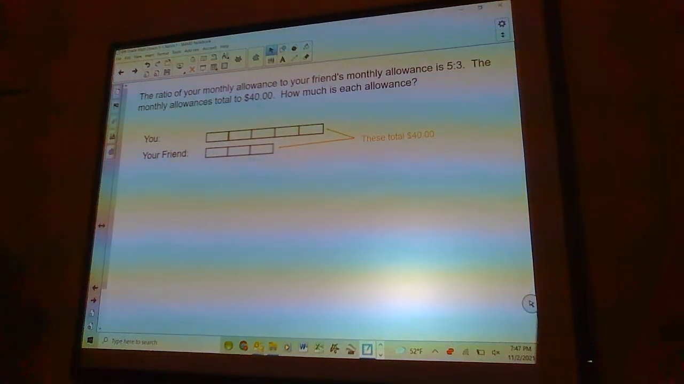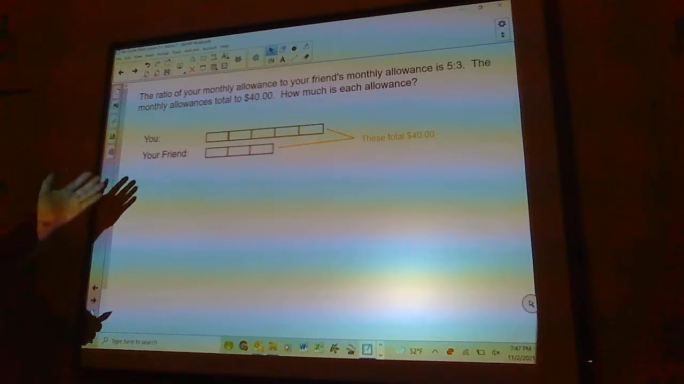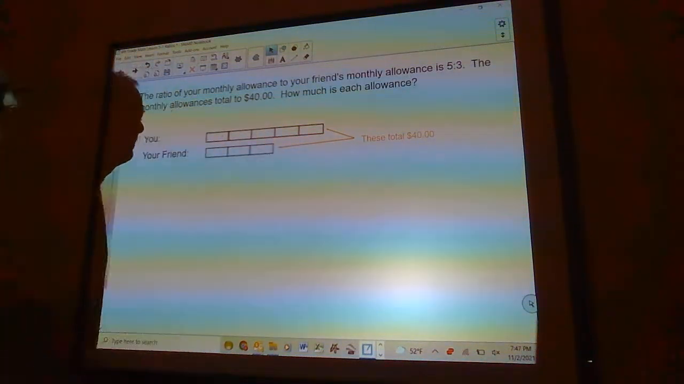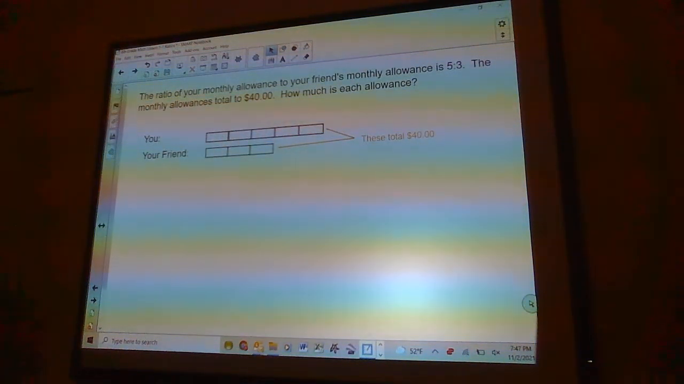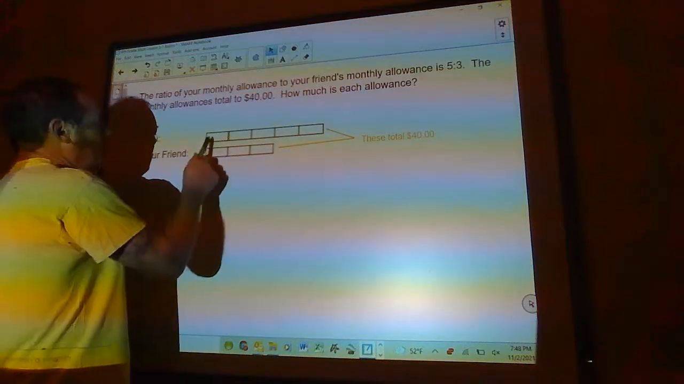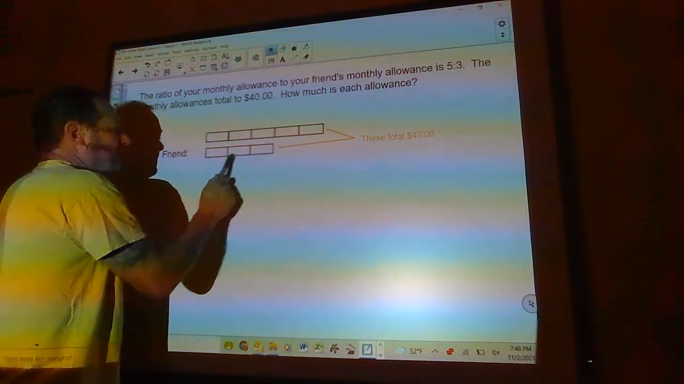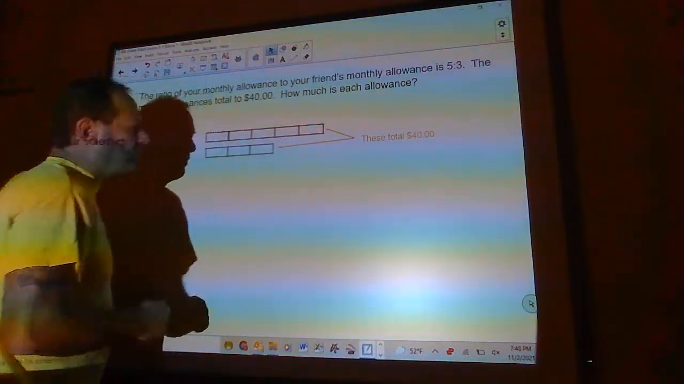The ratio of your monthly allowance to your friend's monthly allowance is 5 to 3. One of the ways you can do this is with what are called tiles. The ratio of your monthly allowance to your friend's is 5 to 3, and the total of the monthly allowances is $40. So how much is each allowance? You look here and you get 5 parts and your friend gets 3 parts, and together these total 40.